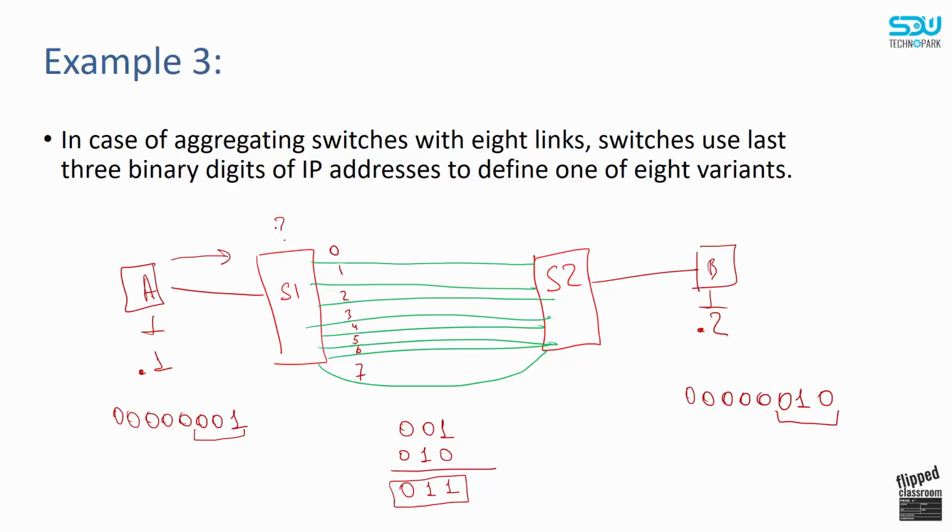By the way, if we are using source and destination IP address, then in this case, which link will be used? It is equal to 0, 1, 1. If you convert it to decimal, it will give you number 3. So your communication will be done through link number 3. It will go like this.